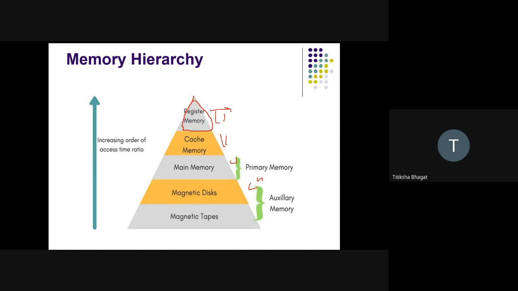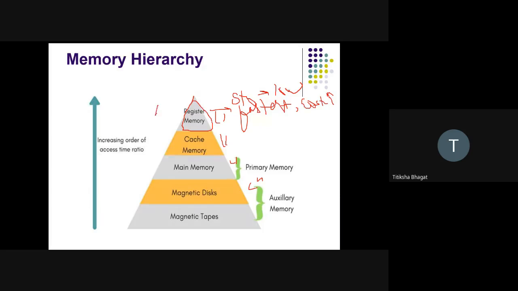This register memory is the fastest memory. Again, the cost of this register memory is very high. The cost required for this type of memory is very high. The third characteristic that it has is very low storage capacity. Very low storage means how much data it can store.